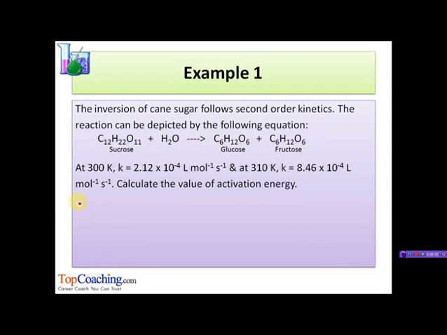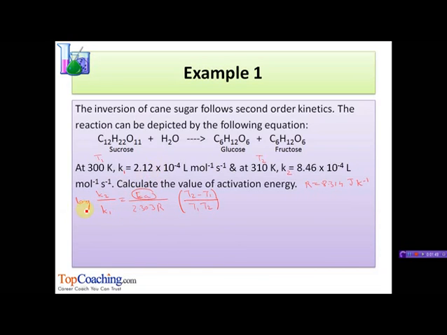Now we just discussed the equation which correlates the rate constants at two different temperatures. Log K2 upon K1 is equal to EA upon 2.303 R into T2 minus T1 upon T1 T2. Now at 300 Kelvin, that is temperature T1, the rate constant, that is K1, is given to us, and similarly at T2, that is 310 Kelvin, the value of rate constant, that is K2, is also given to us. R is the gas constant whose value we know is equal to 8.314 joules per Kelvin. And we have to calculate EA, that is the activation energy.